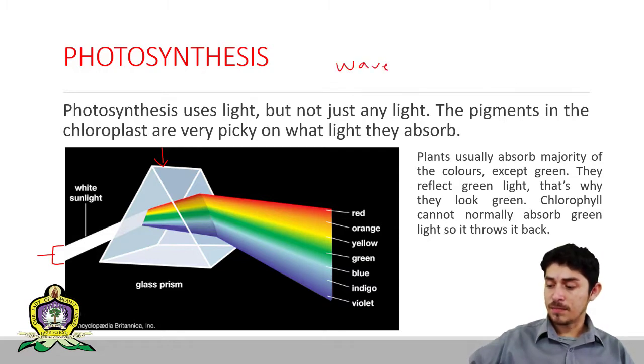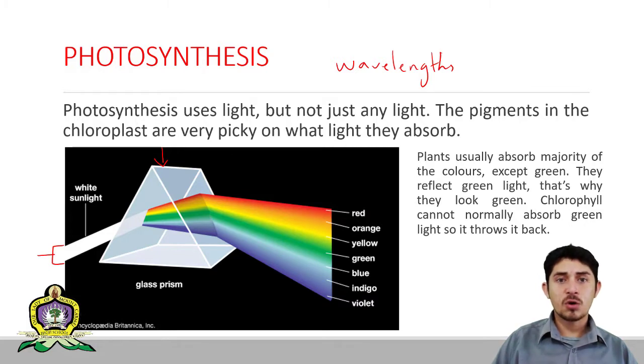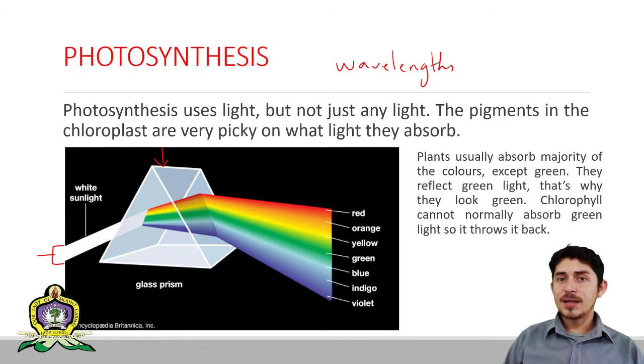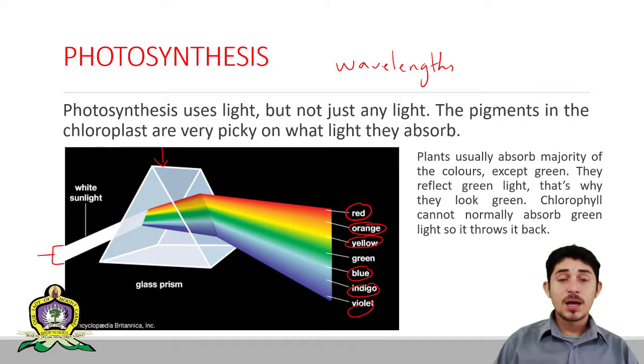So those are wavelengths of light. And there's different wavelengths. Each wavelength corresponds to one color. Does that make sense? And in plants, they're able to absorb red. They're able to absorb orange, yellow. Then we see blue, indigo, and violet.